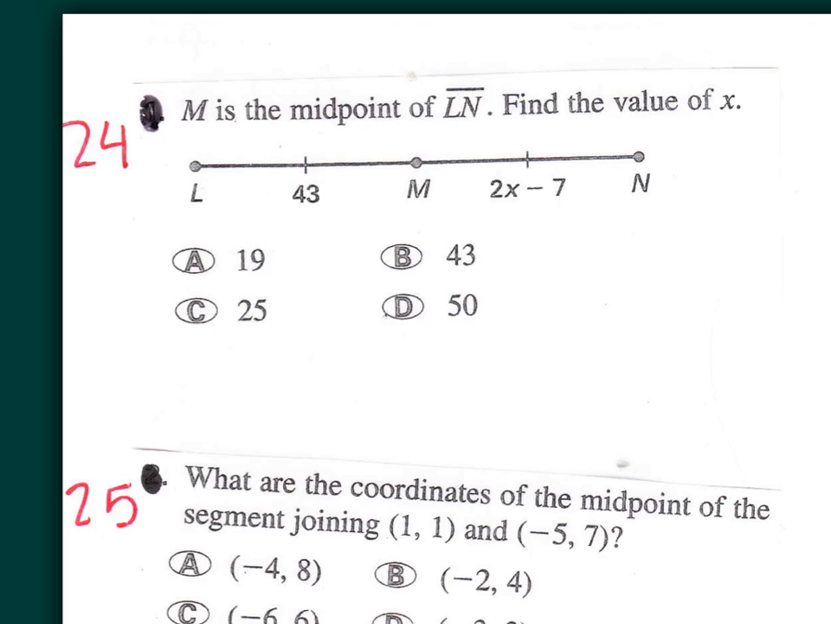On number 24, M, that's this point right here, is the midpoint of that segment LN. You need to find the value of X. You've got 2X minus 7, and this side's 43. Now remember, if it's the midpoint, it's going to split something in half. So use that to figure out how to set up an equation with the 2X minus 7 and the 43, and find the value of X.